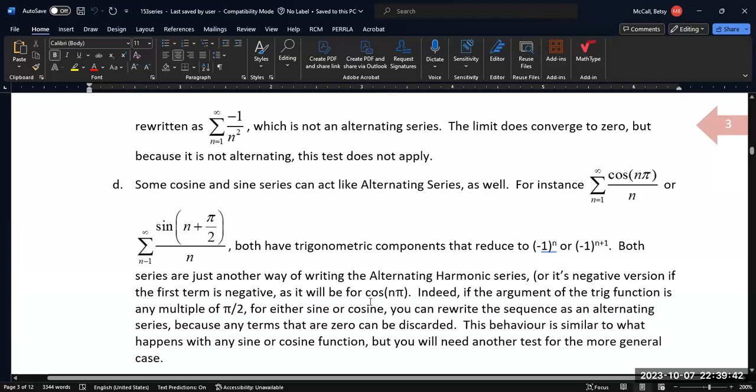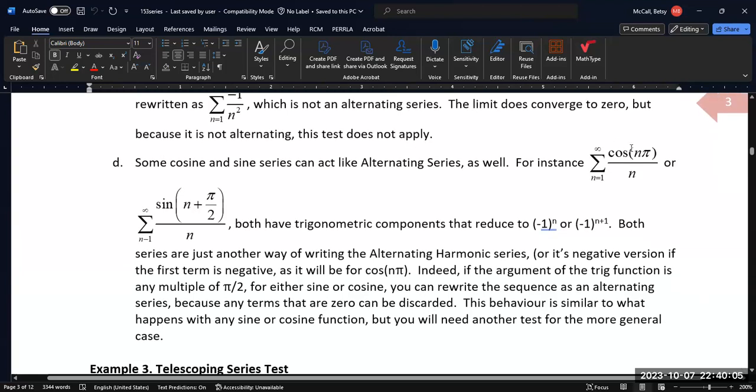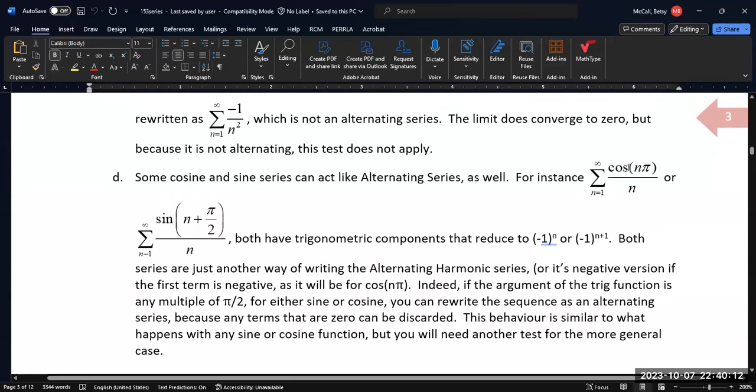It has to be exactly -1, 1, -1, 1. Otherwise, it doesn't apply. If it's just a sine or a cosine, like cosine n or sine n, then it's oscillating between -1 and 1, but it won't have the strict positive and negative properties that a strictly alternating series will have. So that is one other thing, particularly this one, to think about when you see these alternating series. An expression that has this in it is in fact alternating.